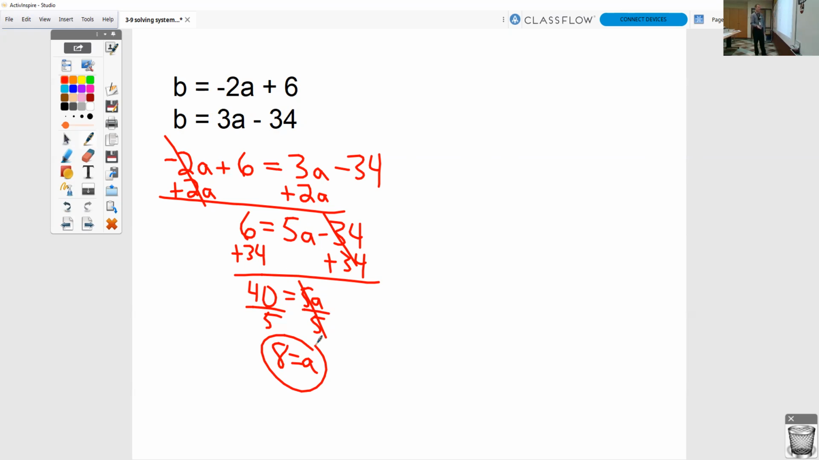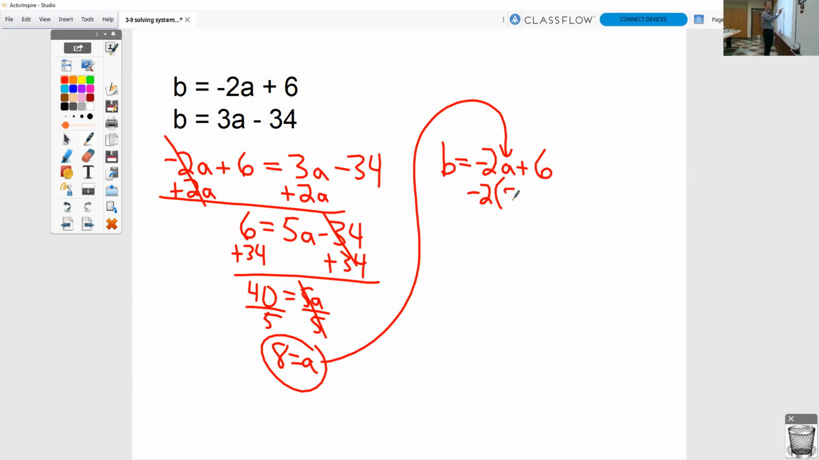Again, just like we did before, we want to sub it into one of the original equations. It does not matter which one we sub it into. I'm going to sub it into the top one. You can sub it into the bottom one if you wanted to. Take this 8 and sub it in for a. So instead of negative 2 times a, I have negative 2 times 8 plus 6. Negative 2 times 8 is negative 16 plus 6 is negative 10. So I get b equals negative 10.